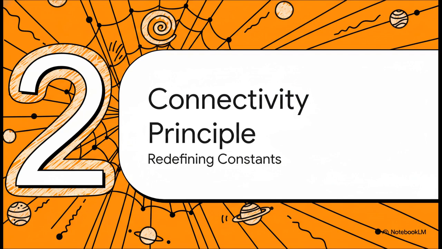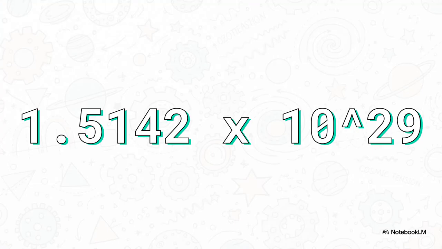Section 2. The principle of connectivity. Redefining the constants. Now, if the universe is a web of tension, we obviously need new math to measure it. Just take a second to look at the sheer scale of this number. 1.5142 times 10 to the 29th. This is the new ozomechanical coupling constant, or G sub m.